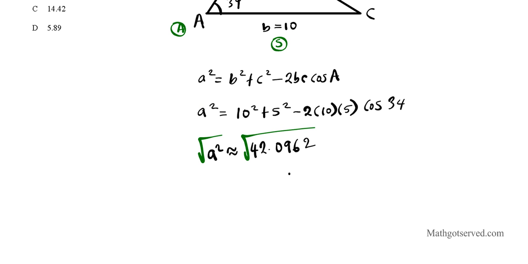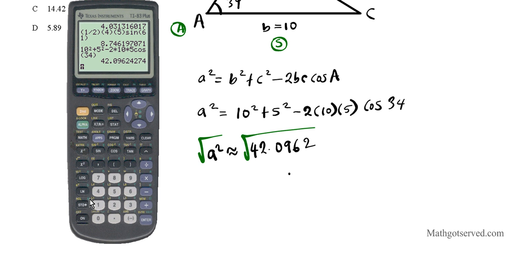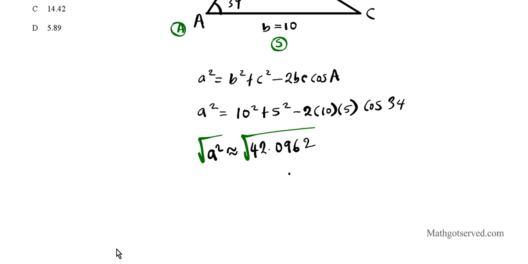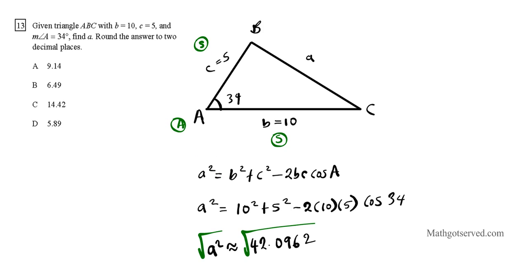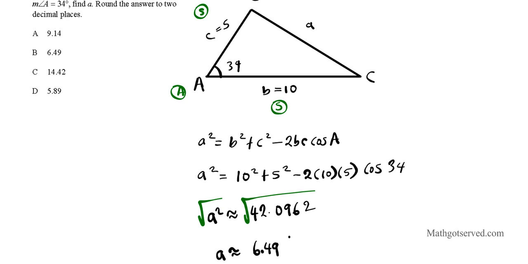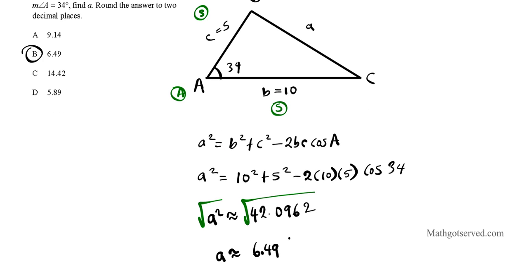If I plug that into our calculators, I'm just going to take the square root of the previous answer I got, and my answer will be 6.488. To two decimal places, it will be 6.49. So the measure of side length a is approximately 6.49. All right, so the answer to question number 13 is B.